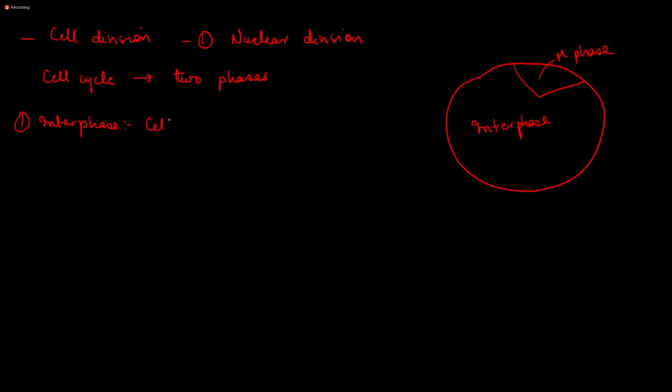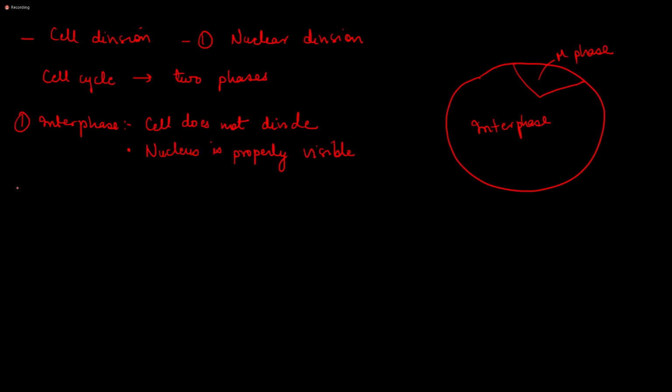So in this case, the cell does not divide, but it prepares for division. And it is a time where you can see a proper nucleus. So if we want to observe a nucleus in the cell, the best time is during the interphase. The nucleus is properly visible during this interphase.